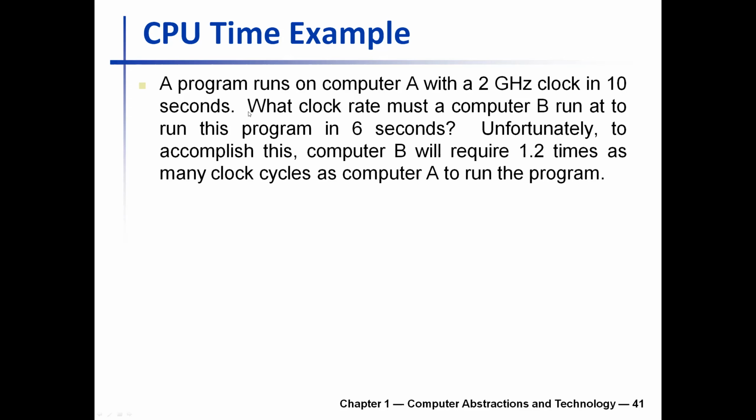Right? So you are going to design a different system to run the same program faster, but based on how you design this second computer B, that is going to take more clock cycles compared to computer A for the same program. Right? 1.2 times as many clock cycles as computer A takes. So what is the answer here? What is the clock rate for computer B to complete this program in 6 seconds? Can you guys work it out and tell me the answer?